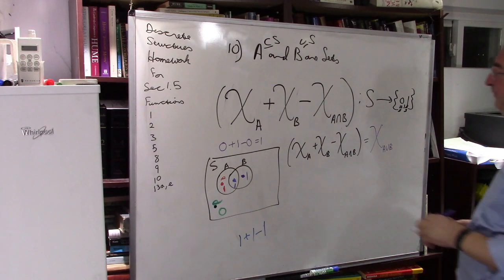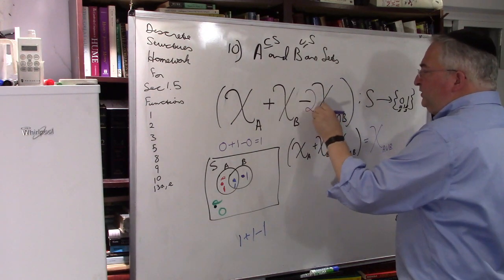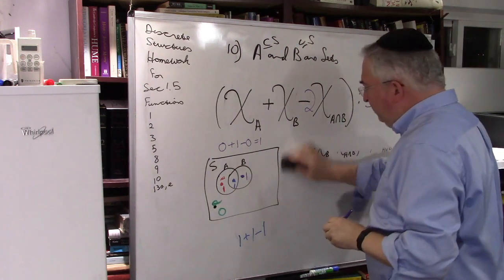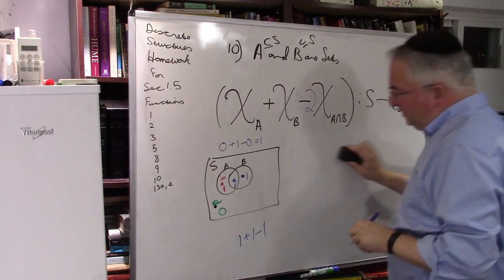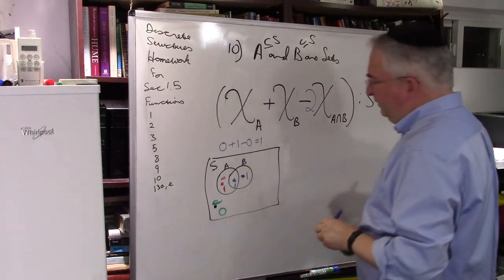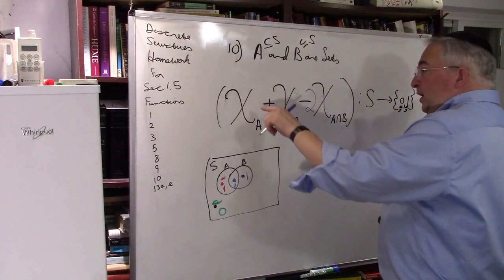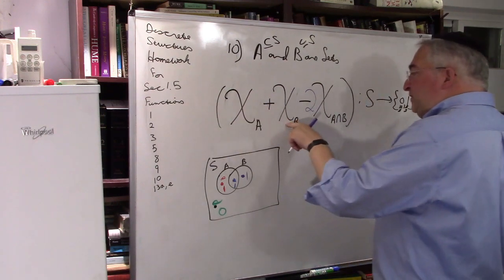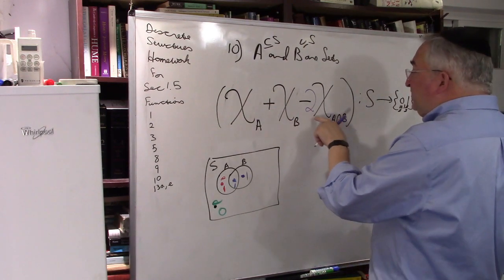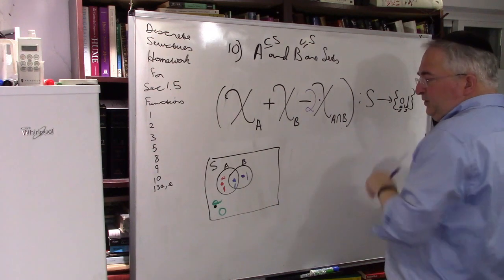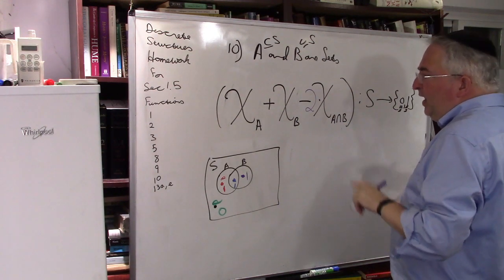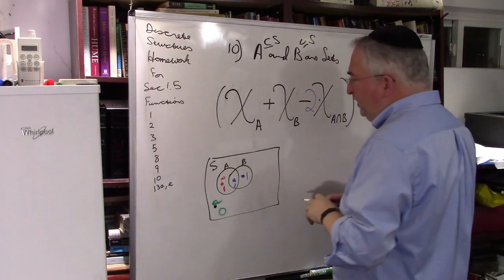Okay, one last function. You ready? This is part C of the class. I'm going to be a little bit quicker on this because it's almost the same as before. Characteristic function of A plus characteristic function of B minus 2 times characteristic function of this. Now you have to sit down and work out what it means.